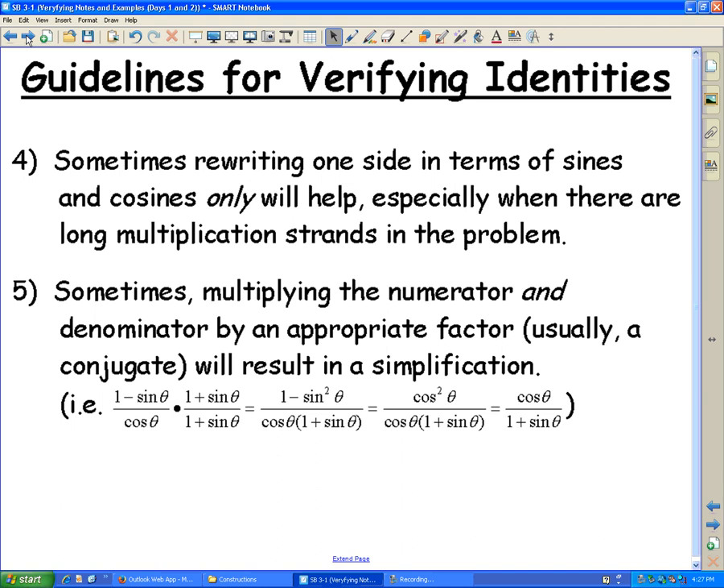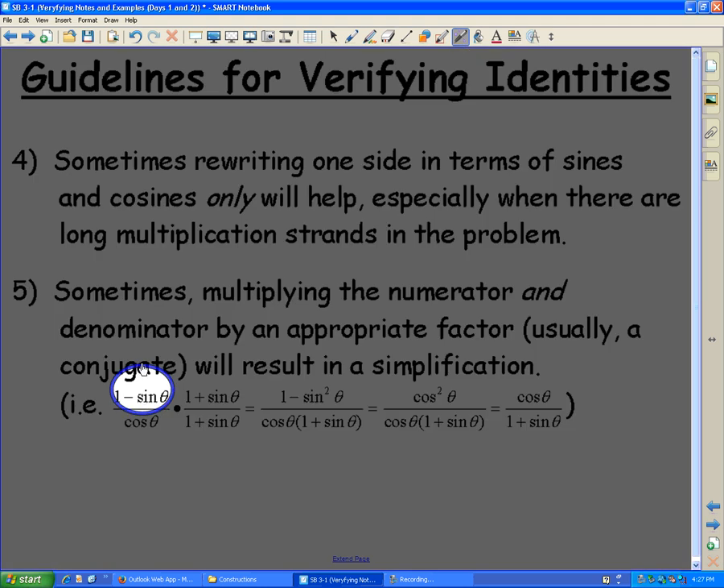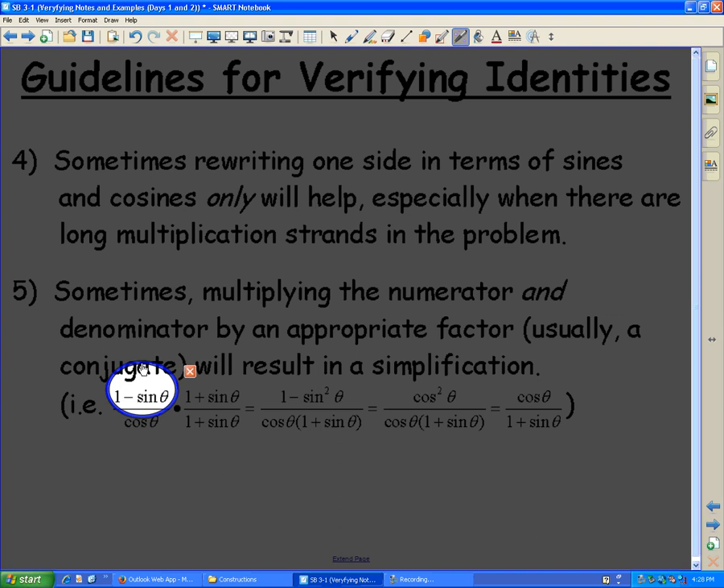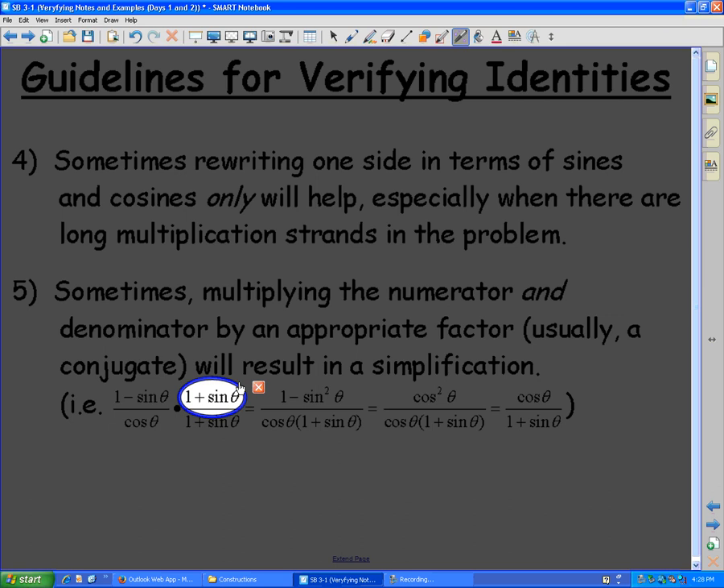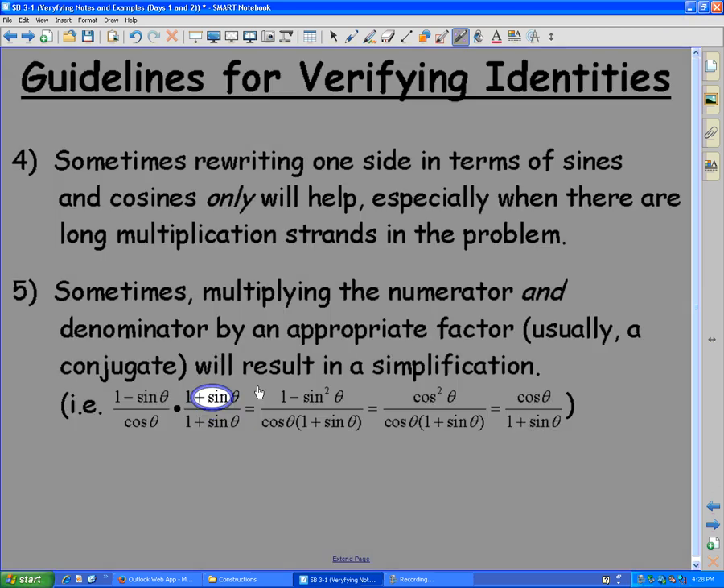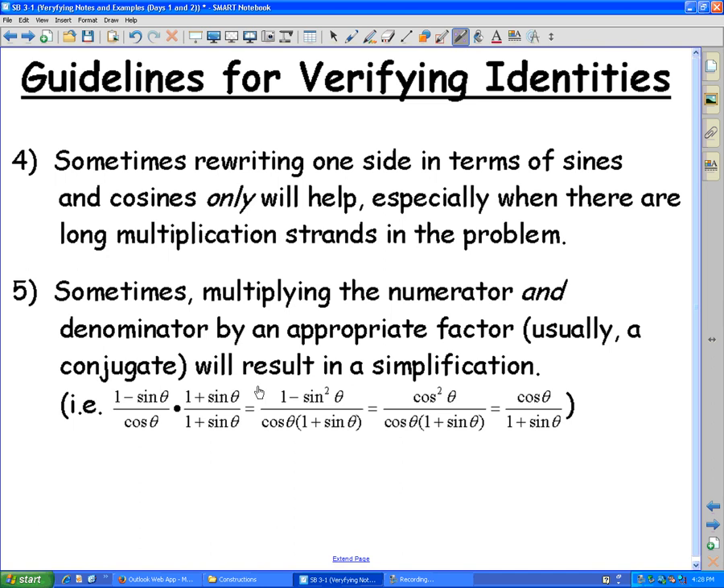Number 5, sometimes multiplying the numerator and the denominator by an appropriate factor, which is usually a conjugate, will result in a simplification. What is a conjugate? Well, here is a really good example of conjugates right here. This guy right here, 1 minus sine of theta, and this guy right here, 1 plus sine of theta, are conjugates of each other. So basically a binomial with the opposite sign in between. So one of them's addition, one of them's subtraction, are conjugates.